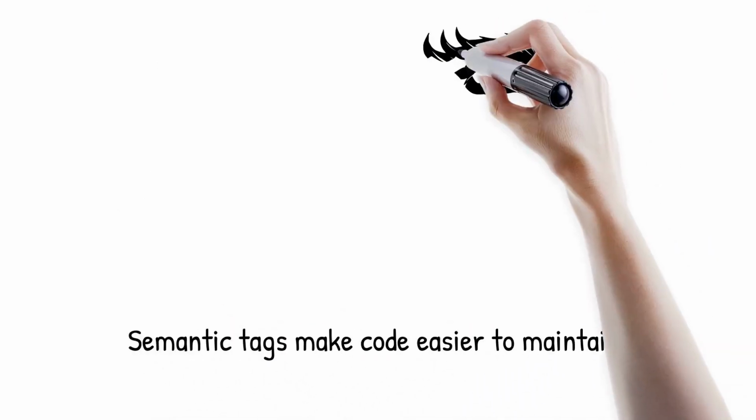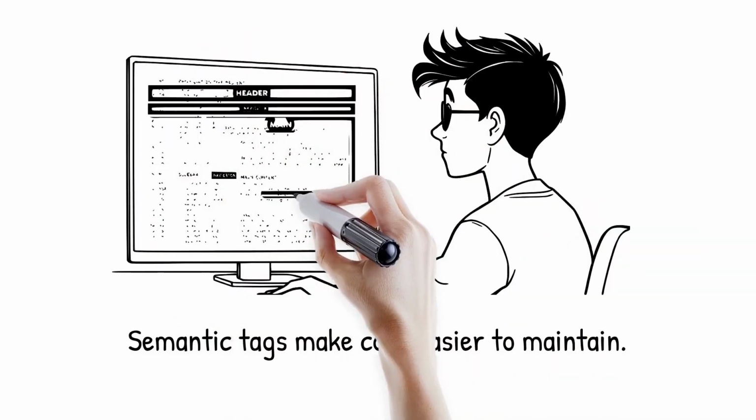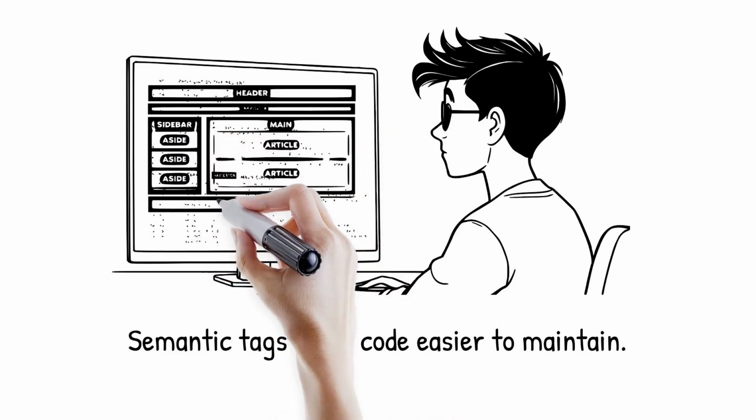2, it makes your code easier to maintain. When you come back later, semantic tags help you instantly understand the layout. Oh, this is the navigation. This is the main content. This is a sidebar.